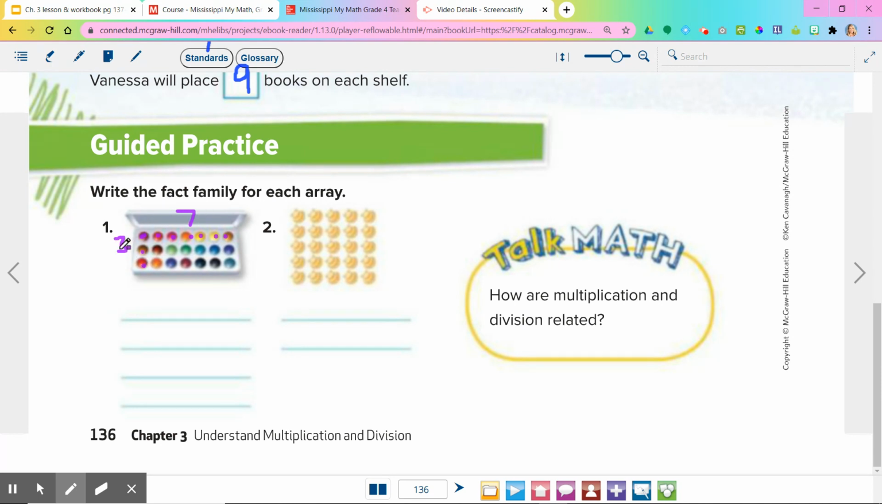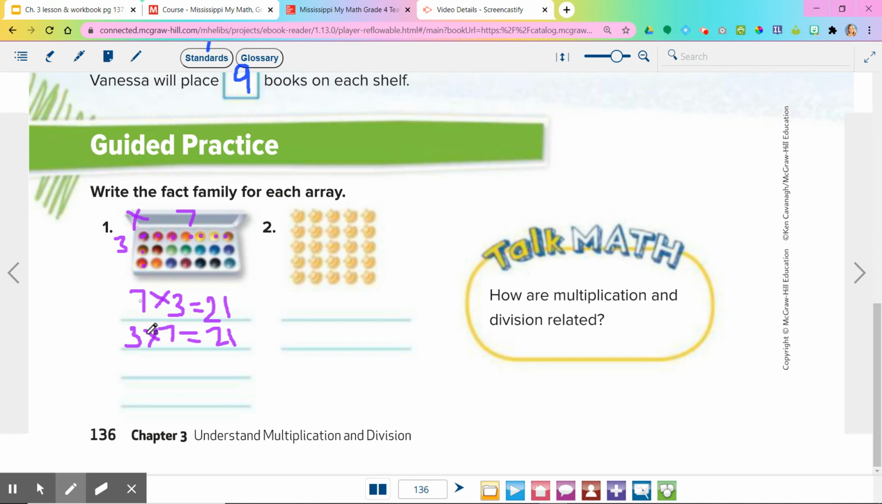So now I have my 2 numbers for my fact family, and I know if I multiply them, I will find out how many colors there are in all here. So I'm going to start out with my multiplication sentence always. 7 times 3 is 21. Now I'm going to use the commutative property of multiplication, which is 3 times 7 equals 21.